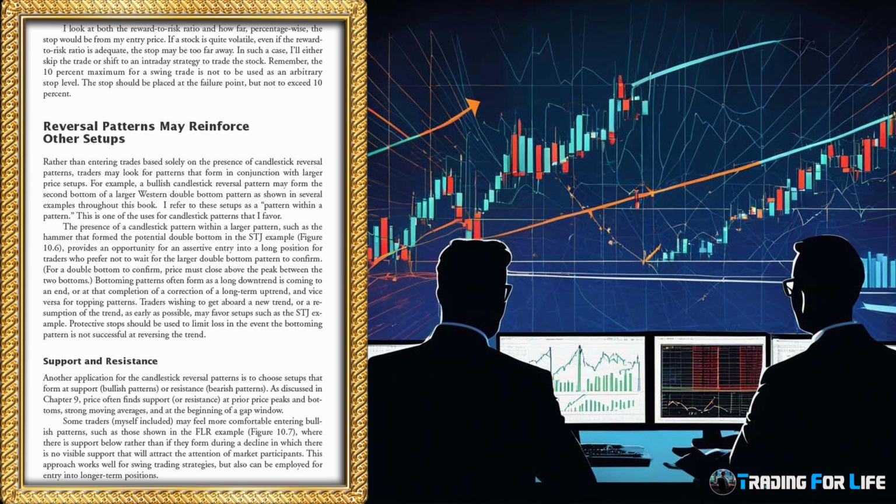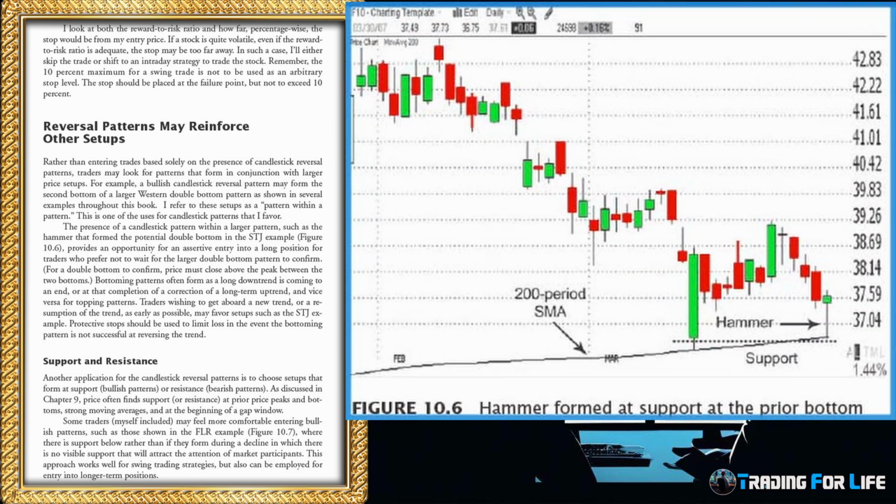The presence of a candlestick pattern within a larger pattern, such as the hammer that formed the potential double bottom in the STJ example, Figure 10.6, provides an opportunity for an assertive entry into a long position for traders who prefer not to wait for the larger double bottom pattern to confirm. For a double bottom to confirm, price must close above the peak between the two bottoms. Bottoming patterns often form as a long downtrend is coming to an end, or at the completion of a correction of a long-term uptrend, and vice versa for topping patterns. Traders wishing to get aboard a new trend or a resumption of the trend as early as possible may favor setups such as the STJ example. Protective stops should be used to limit loss in the event the bottoming pattern is not successful at reversing the trend.